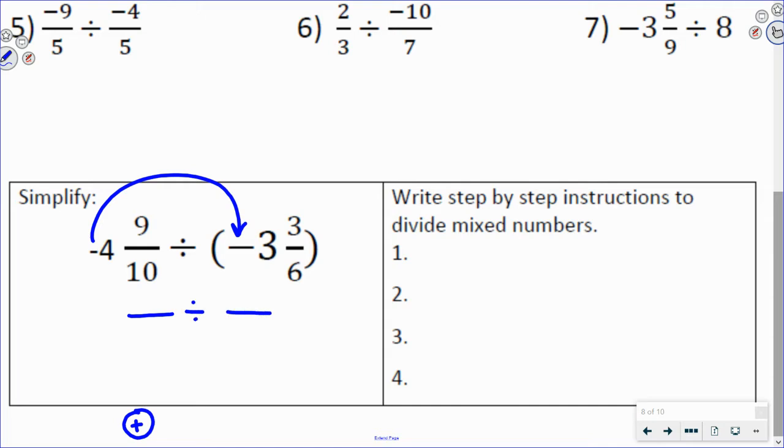Now, we've already talked about how with multiplying and dividing, you've got to have improper fractions. So if I look at this, four wholes, 10 slices each, 4 sets of 10 would be 40 slices. Oh, but don't forget, we've got 9 extra slices already. So 4 and 9/10 can be rewritten as 49/10. Let's do the same thing. 3 wholes, 6 slices each. Well, 3 sets of 6 is 18 plus the 3, 21.